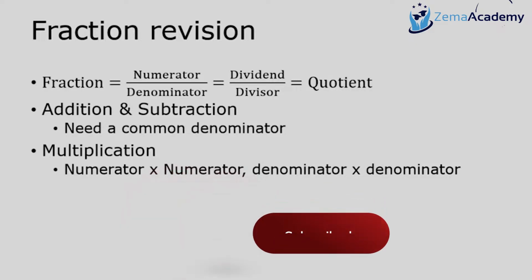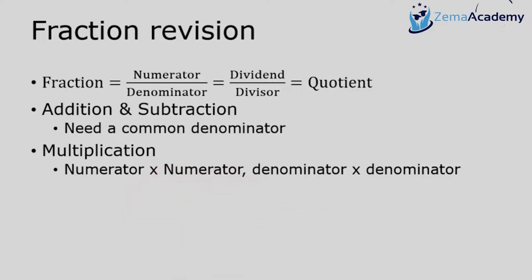For multiplication, well, that's actually the easiest one. We just multiply a numerator by a numerator and a denominator by a denominator. So when we're multiplying two fractions together, multiply the top two numbers together, multiply the bottom two numbers, or in this case, as we're going to move on to today, letters together, and that's your multiplication.